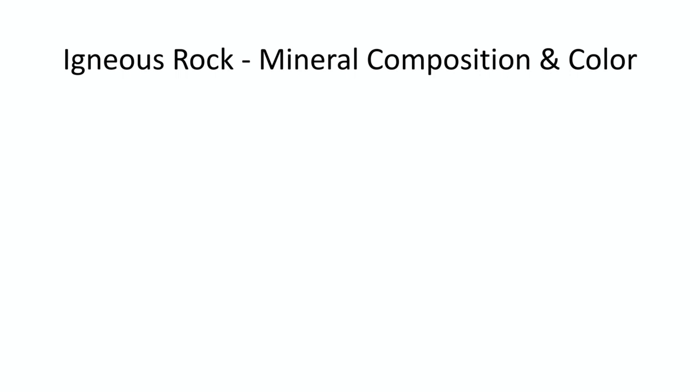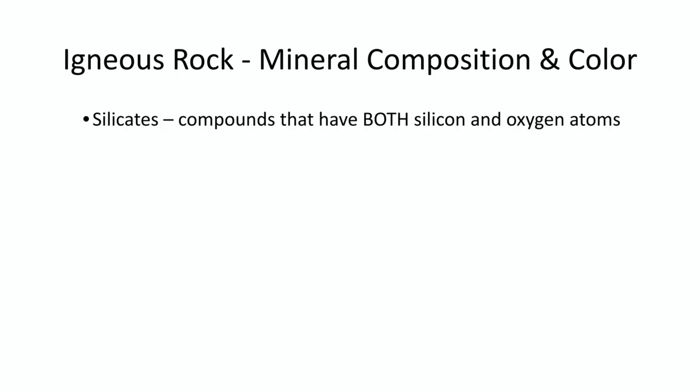All right. The other way to break down igneous rock is by mineral composition, which is going to affect color. There is a group of rock forming minerals called silicates. Silicates are minerals, compounds, that have both silicon and oxygen atoms. Now, there will be other minerals along for the ride, but they at bare minimum have to have the elements silicon and oxygen in the compound molecule. If a mineral has both silicon and oxygen in it, then it falls under the category silicates.